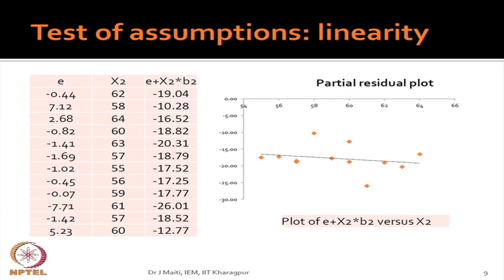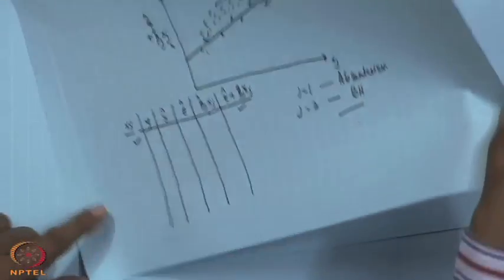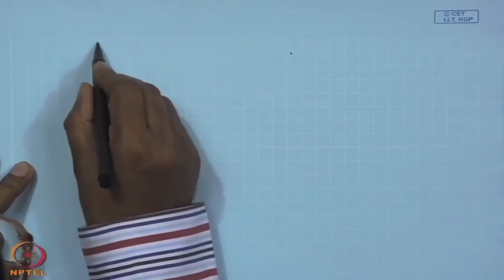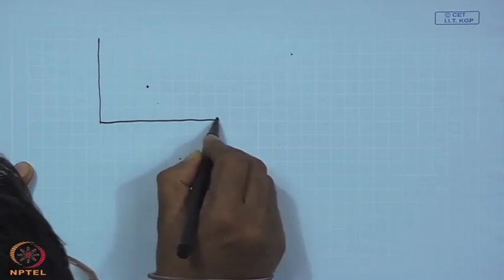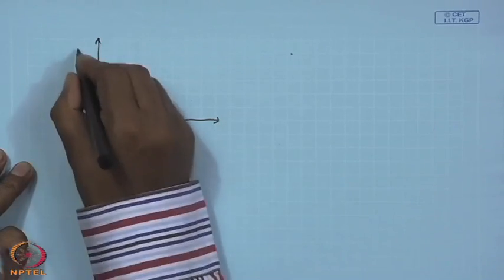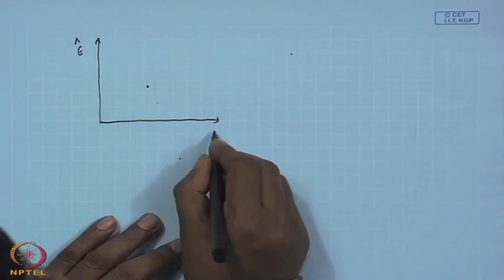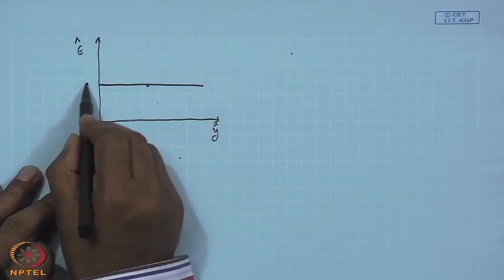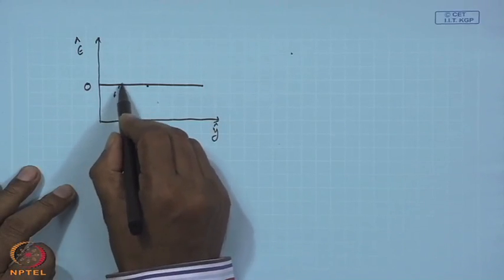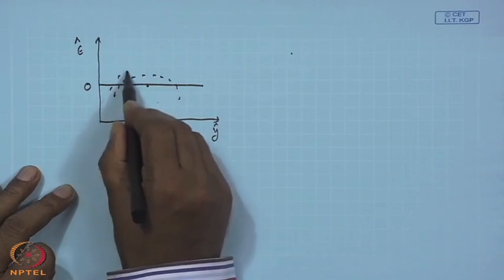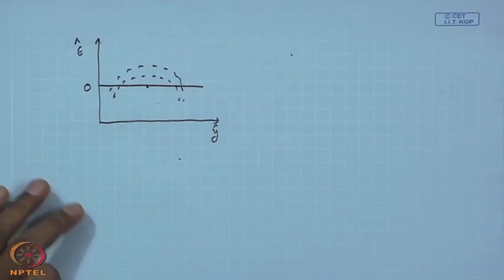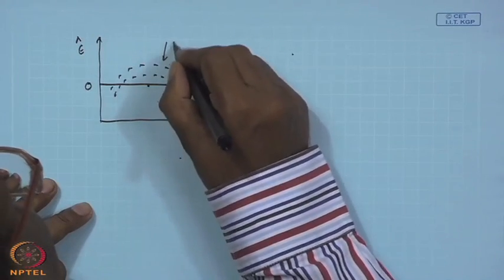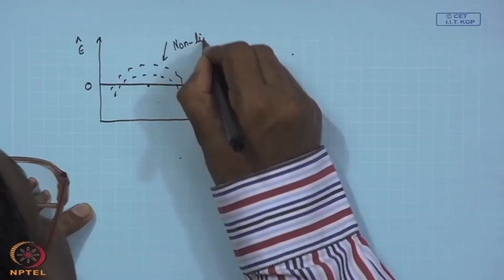Then what will happen if we find a figure like this? Suppose you first plot the residual plot, which is epsilon cap versus y cap, with this being the 0 value, and your residual plot looks like this. So it indicates non-linearity.